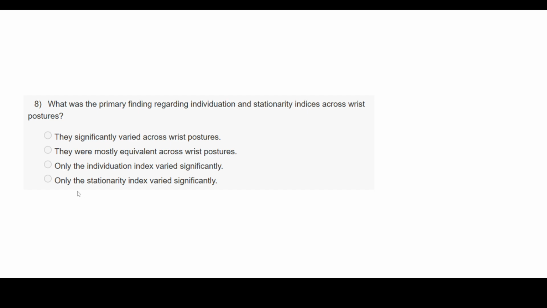What was the primary finding regarding individuation and stationarity indices across wrist postures? They significantly varied across wrist postures. They were mostly equivalent across wrist postures. Only the individuation index varied. Only the stationary index varied significantly. The answer is they were mostly equivalent. There were no changes between the wrist postures in the individuation or stationary indices.